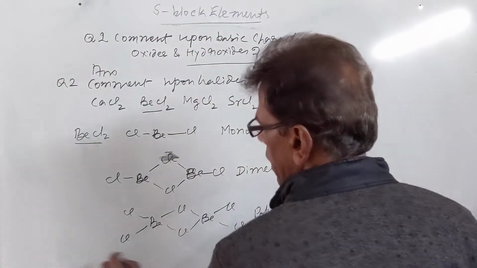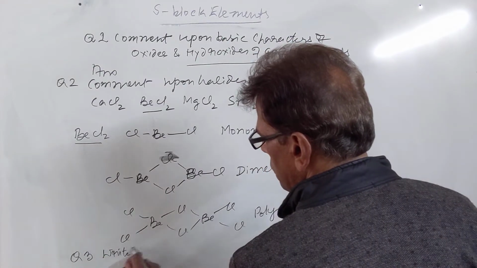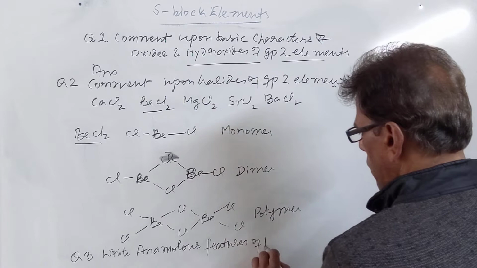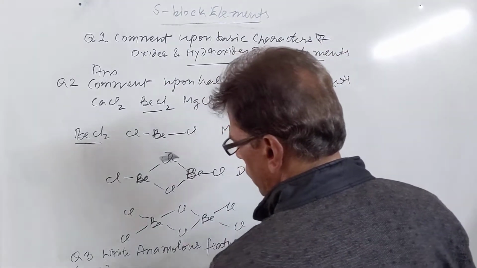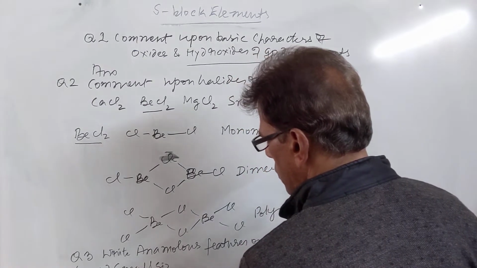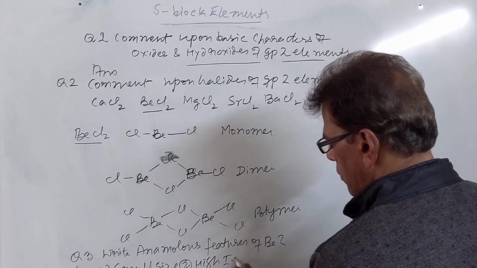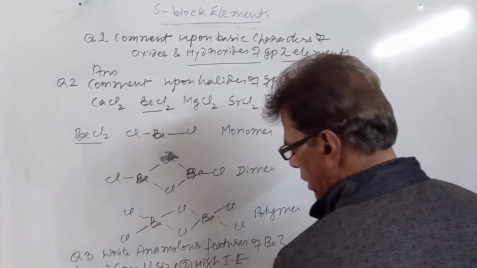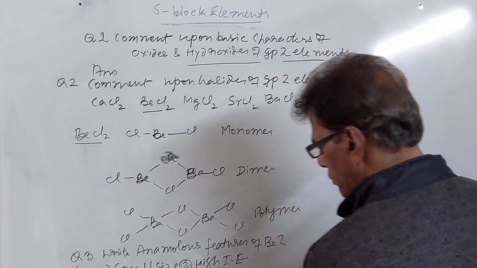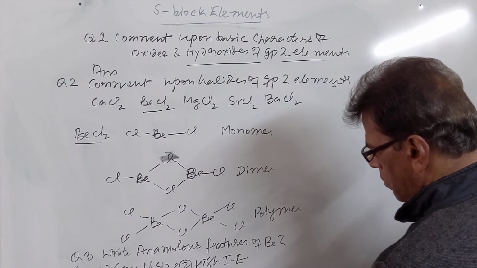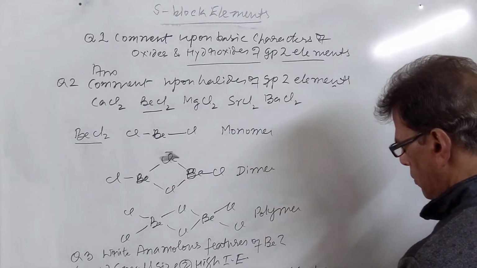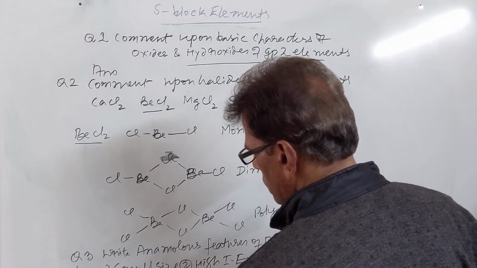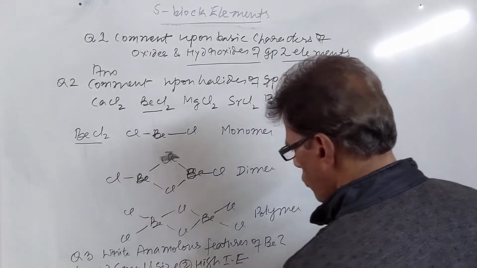Then we have a very important question: anomalous features of beryllium. We have common features. They have small size, high ionization energy, high melting and boiling point due to covalent network, absence of vacant d orbital, and its oxides are amphoteric due to small size of beryllium.